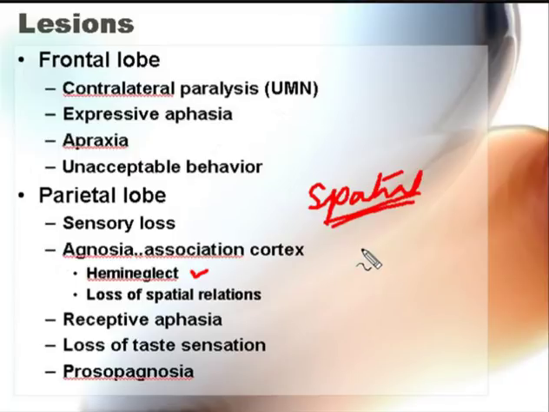And because of loss of spatial relations, they might even tell you, I feel as if somebody is lying next to me. Because they've lost that side, they don't think that side belongs to them.